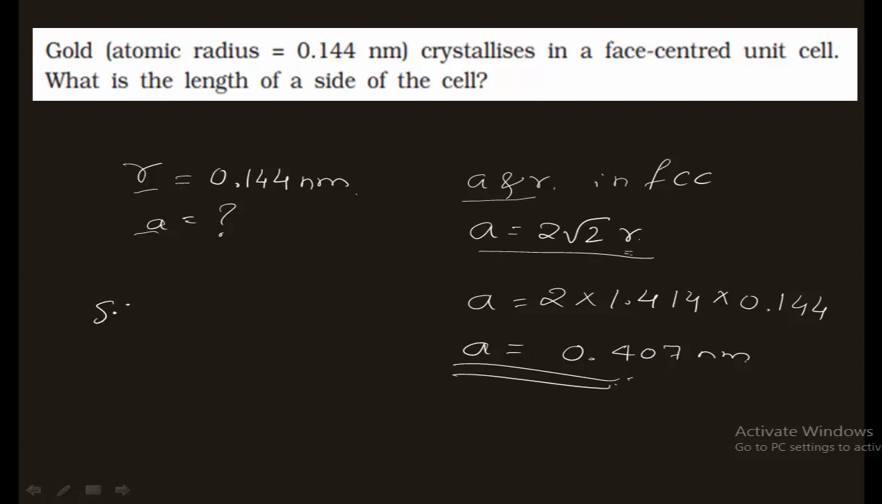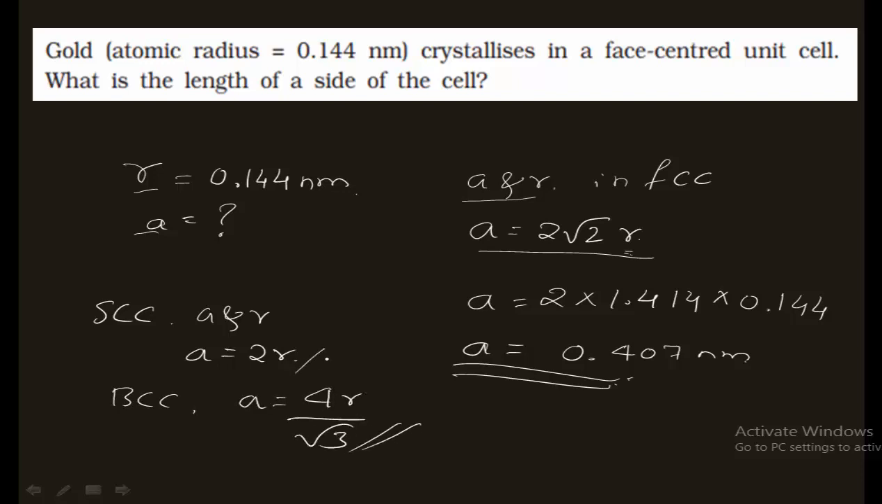And if they have given SCC, the relationship between A and R is given as A is equal to 2R. And in case of BCC, the relation is given as A is equal to 4R divided by root 3. So remember these relations, okay? The simple questions, they may be asked in the examinations for 2 marks, okay?